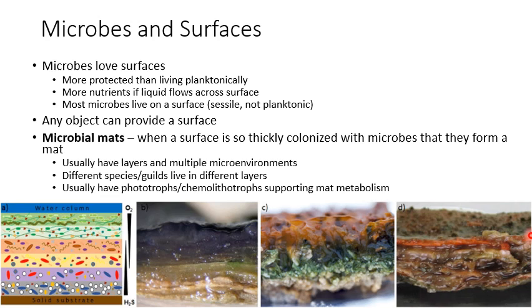So you have some pictures of different microbial mats here, and you can see the different layers, as well as a diagram showing different layers of a microbial mat, and the way that different layers are going to have different species living in them. In this particular one in the diagram, the top layers are green because there are phototrophic bacteria living in those top layers that are supporting the rest of the mat.